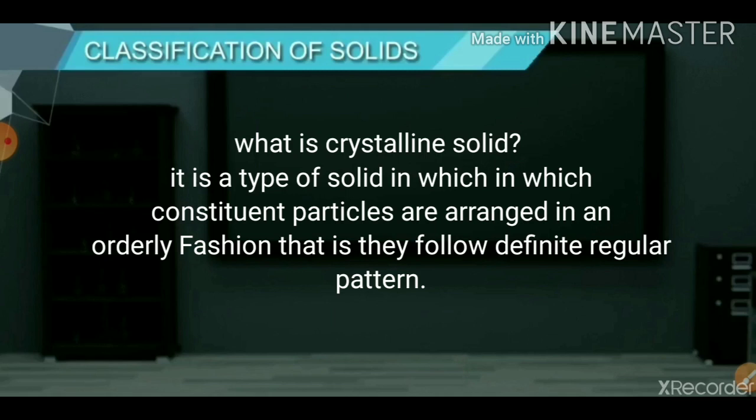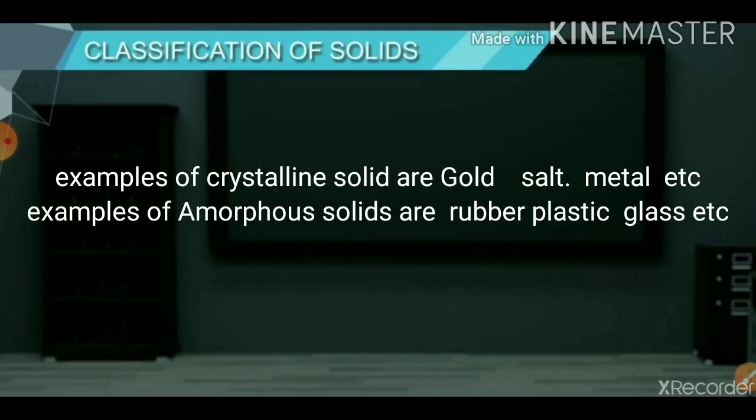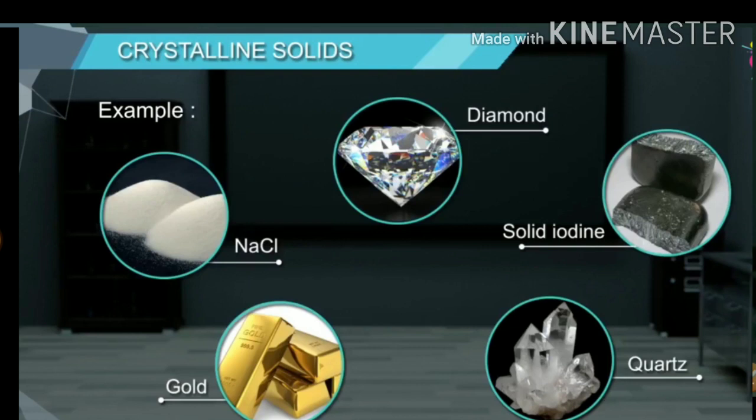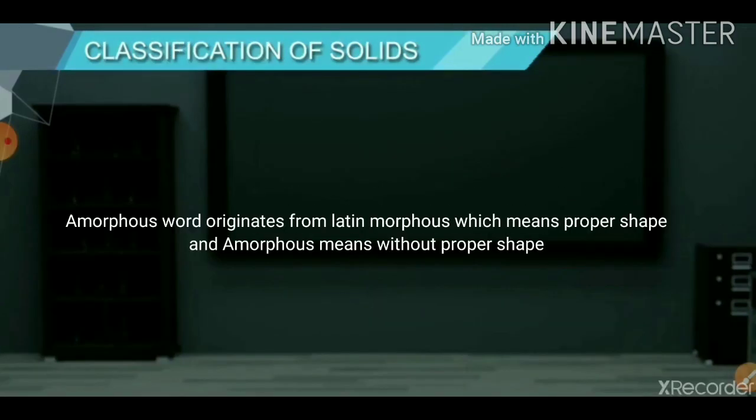What is a crystalline solid? It is a type of solid in which constituent particles are arranged in an orderly fashion, that is, they follow a definite regular pattern. Examples are gold, salt, metal, etc. Now let's move to amorphous solid. The word amorphous originates from a Latin word, morphous. Morphous means with a proper shape, whereas amorphous means without a proper shape.